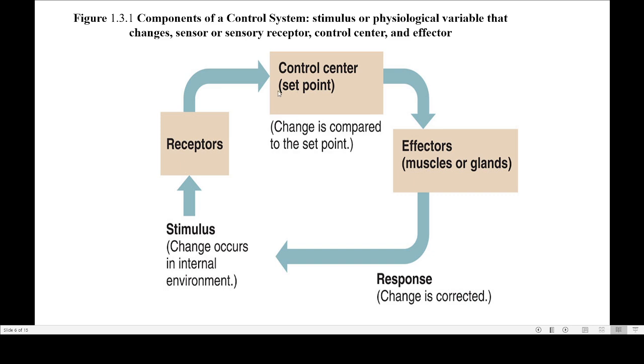Normally the brain acts as a control center and it produces a set point. So the change is compared to the set point. The brain will analyze that input and it produces output. Output goes to the effector. Normally in our body, skeletal muscles and glands act as effectors, and the effector will produce responses. It results in the generation of a response, or the change is corrected. So this is the flow diagram, the figure that represents the components of homeostasis.